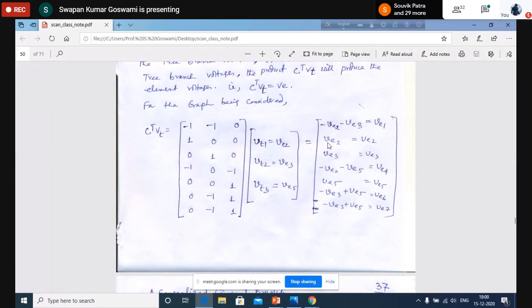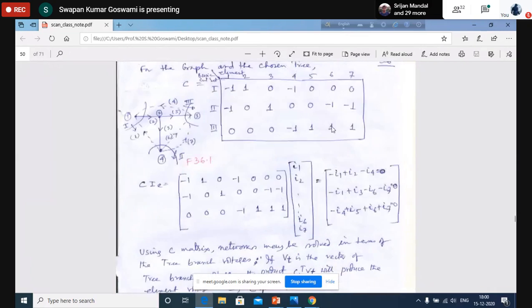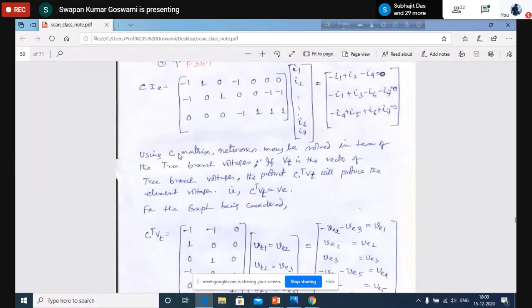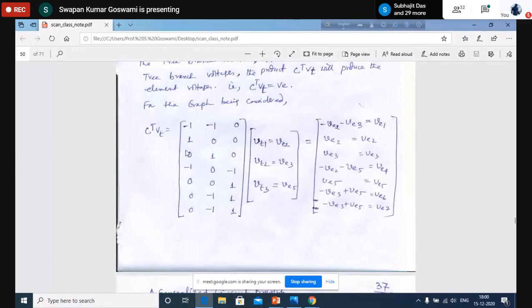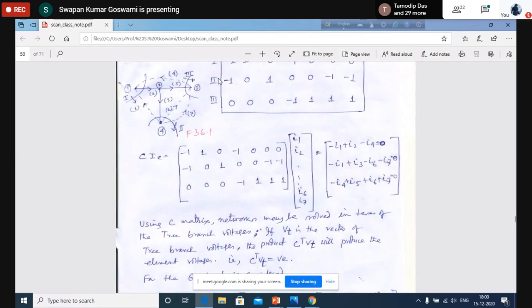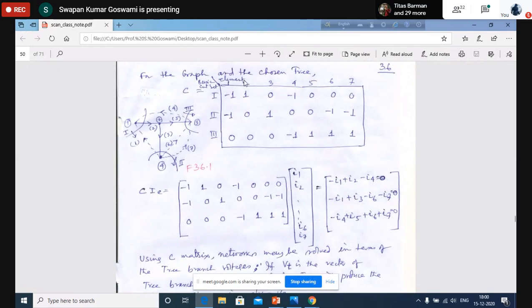Now you identify what is the meaning of minus V2 and minus V3. How to identify the meaning? See that minus V2 minus V3. You go back here. This is corresponding to the elements. That means C is the matrix between cut-set and element. So if you take the transpose, it will be a matrix between element and cut-set.